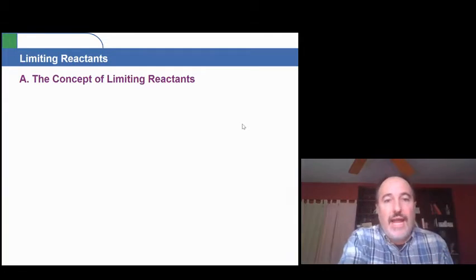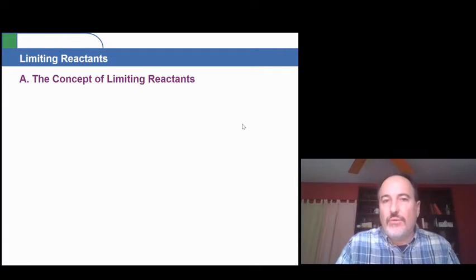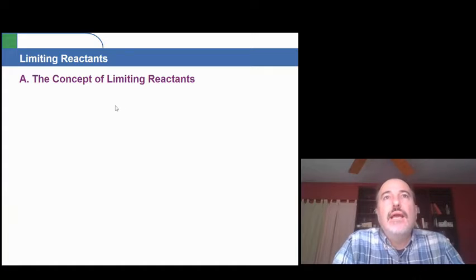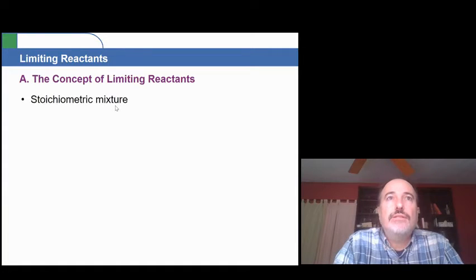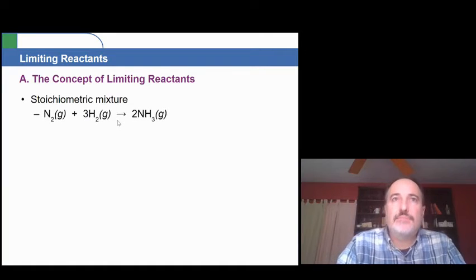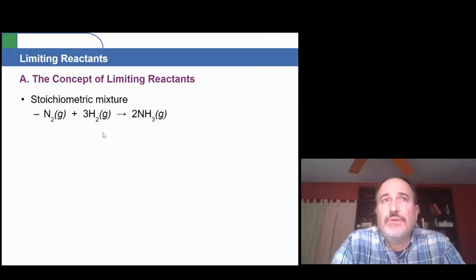And it always assumes that you have plenty of the other reactant. So if they give you one reactant, they say, it burns in excess oxygen or in plenty of oxygen or something along those lines. All of the problems that we have done so far are assumed to be what are known as stoichiometric mixtures. So let's say, for example, we have this chemical reaction where 1 mole of nitrogen reacts with 3 moles of hydrogen to form 2 moles of ammonia gas.